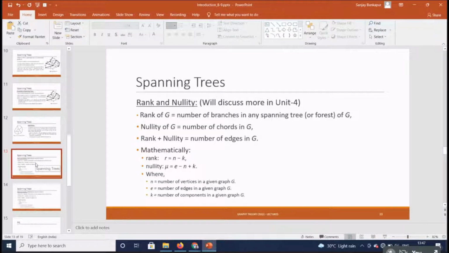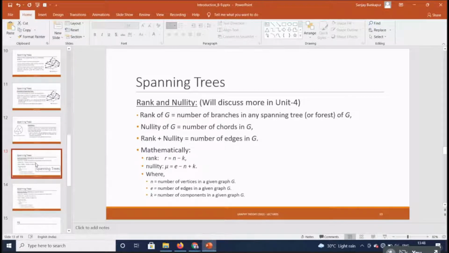So in general, we are saying that rank is n minus k, where k is the number of components. In the previous case, the k was 1, so n minus 1. I could have put some pictures here, but this holds good for any number of components. If you take a disconnected graph and make a spanning forest across those components, and count the number of branches in this spanning forest, that is the rank, it is n minus k.